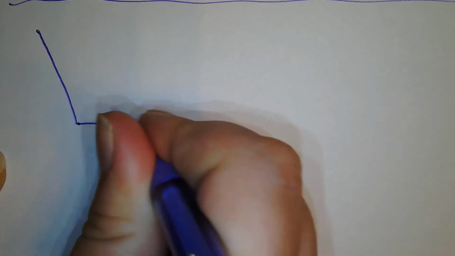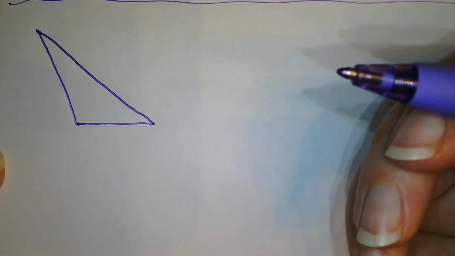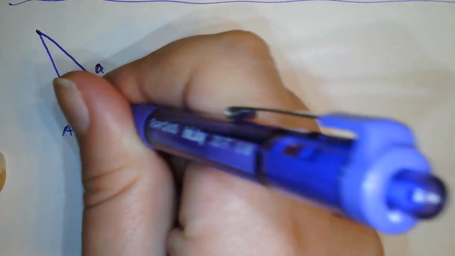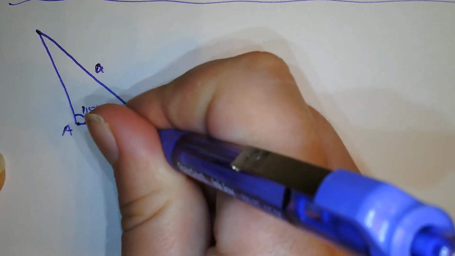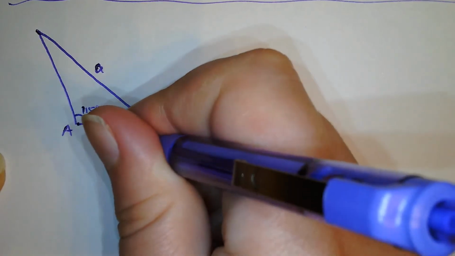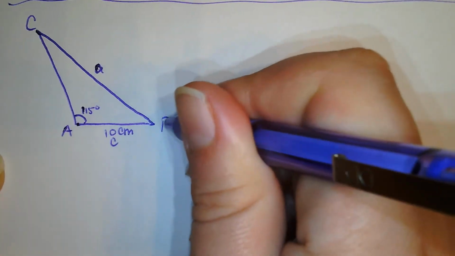I'll draw this one for you guys. You're going to get to the point where you don't need to draw the triangles. If you want to, you can have them, but since you have them labeled, you're probably okay without them. So this is angle A, this is side A. Angle A is 115 degrees, and side A is 10 centimeters. And this is side C, this is angle C, this is angle B, this is side B, and side B is 15 centimeters.